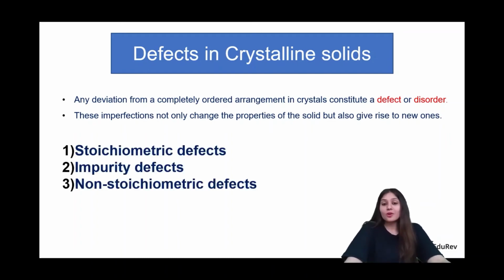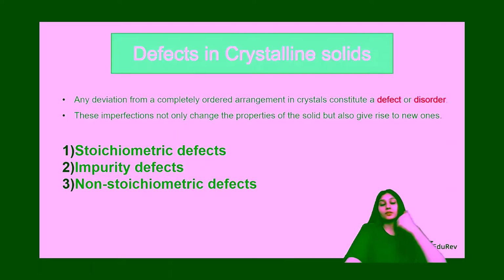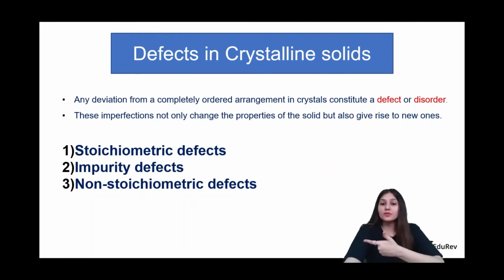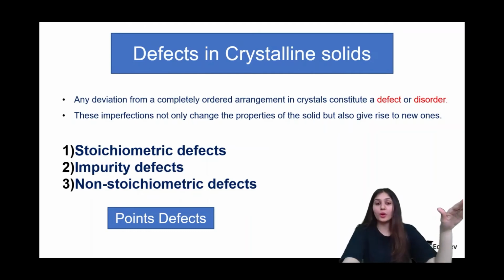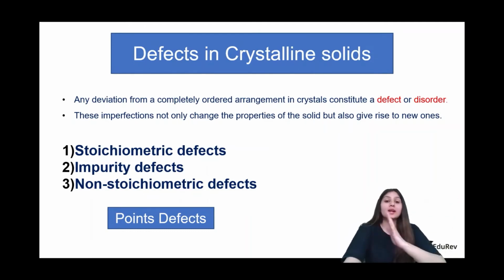So these defects are of three types if we classify them: stoichiometric defects, impurity defects, and non-stoichiometric defects. And it's important to know that all of them are included in the point defects category. So what is a point defect? Whenever in a crystalline lattice there is a defect at lattice points, those defects are called point defects. Whereas when we have defects in the entire line of atoms, molecules or ions, that is called a line defect, which is not part of this video, which means we are only going to discuss point defects here.